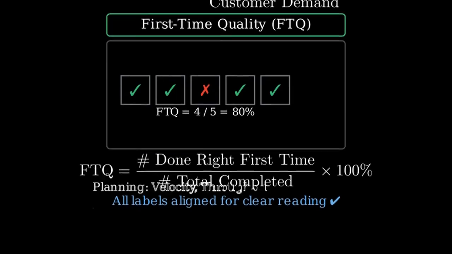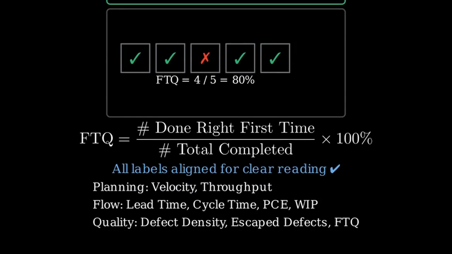Quick summary: velocity and throughput help with planning. Cycle time and lead time help expose bottlenecks and improve flow. Defect density, escape defects, and first-time quality measure product quality. Process cycle efficiency and related Lean metrics help reduce waiting and waste.